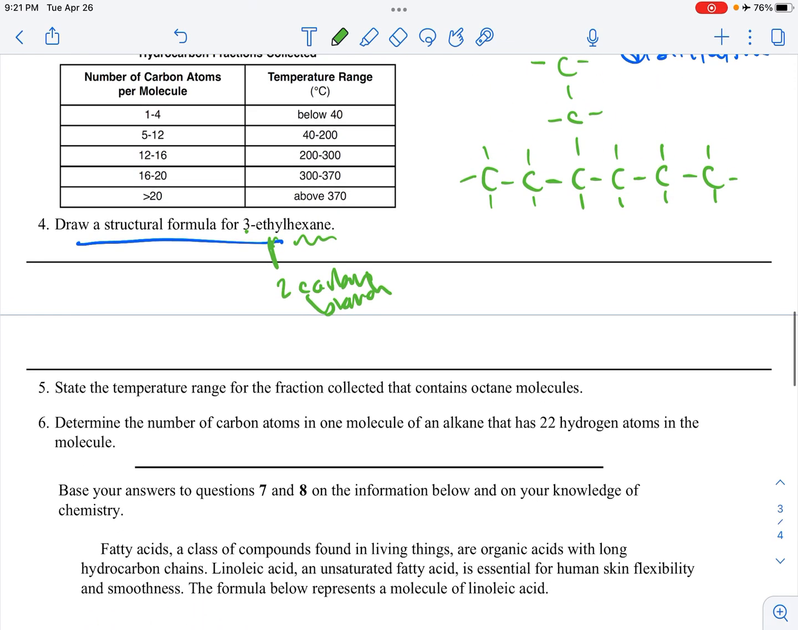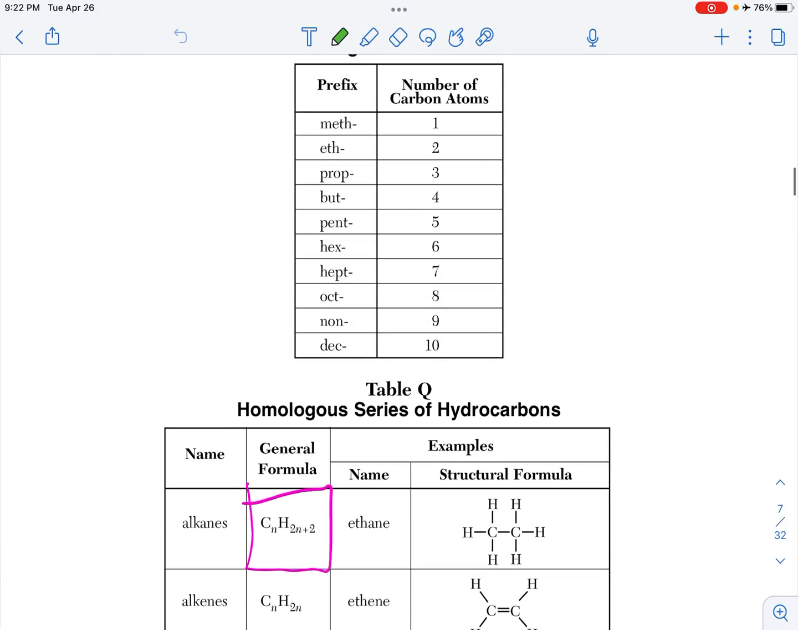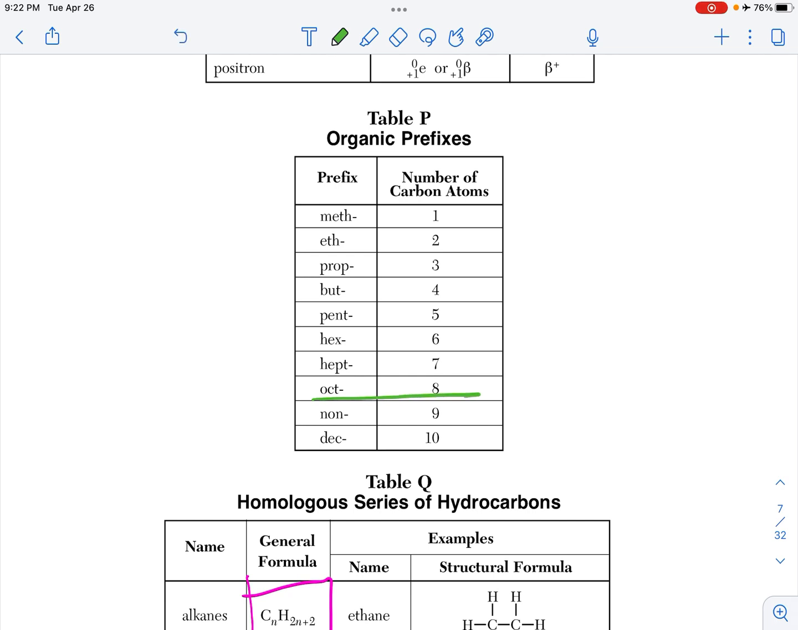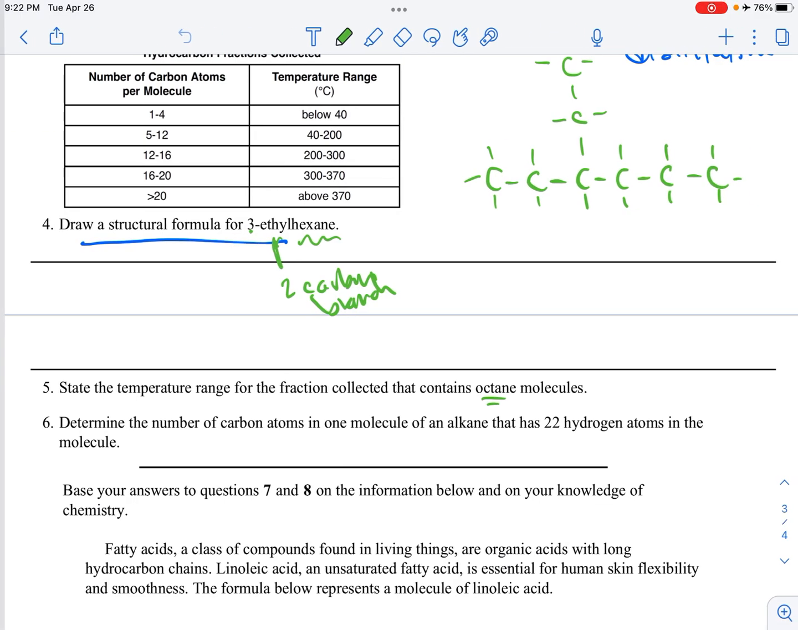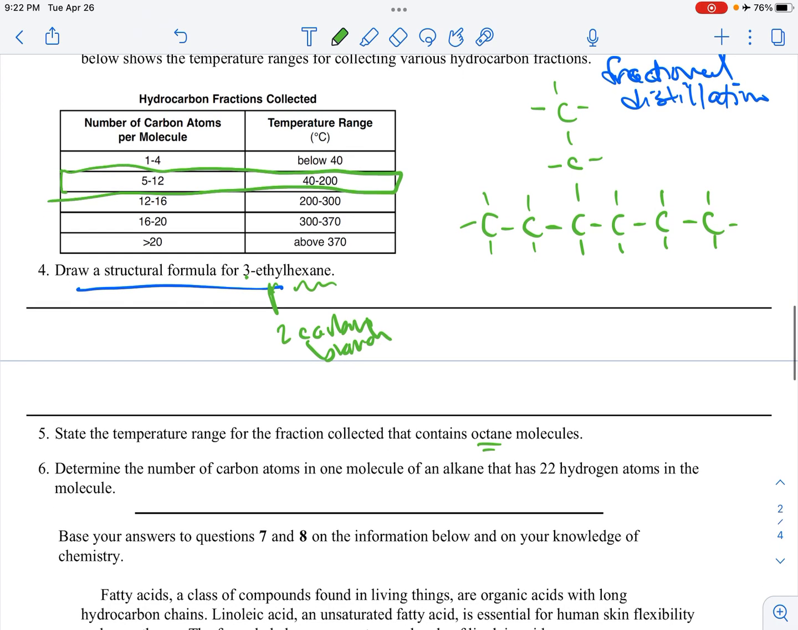Oh, here, finally we do. Here we go. State the temperature range for the fraction collected that contains octane molecules. Let us go to the reference table. Octane contains 8 carbons. With that knowledge, 8 carbons would be in here. And of course I drew right over it. So the temperature range for octane is 40 to 200 degrees Celsius. I don't need to be more specific because it said range. I don't need to know exact.